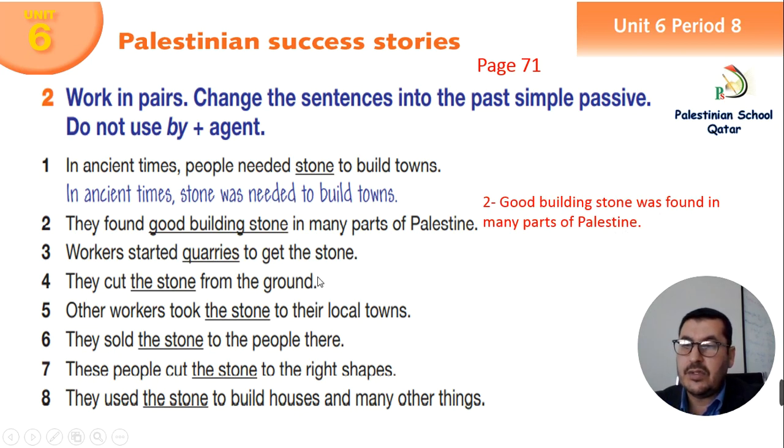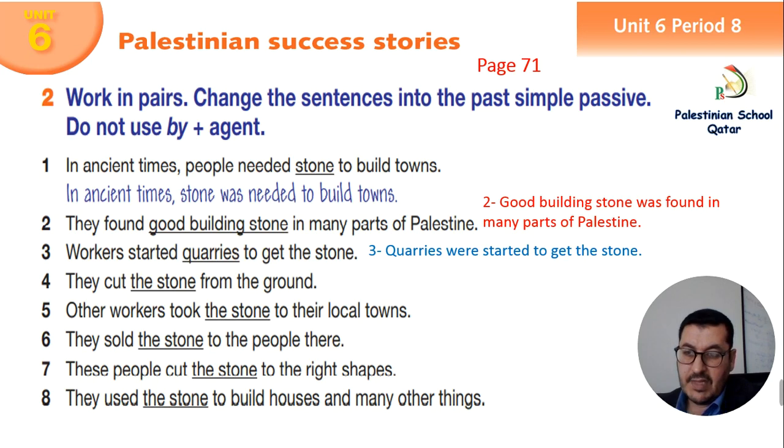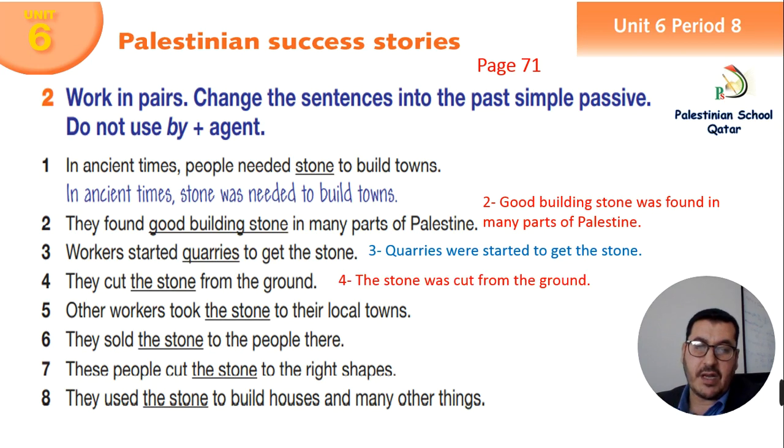Number 3, workers started quarries to get the stone. Where is the verb? Started what? Quarries were started to get the stone. Number 4, they cut the stone from the ground. Cut is the verb, the stone is the object. The stone was cut from the ground.